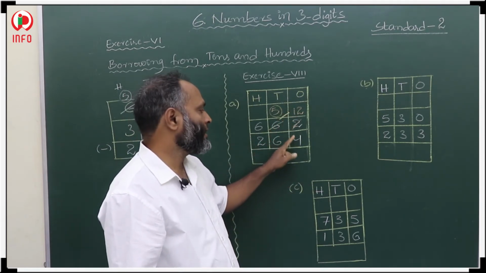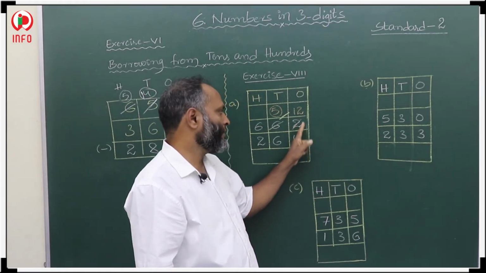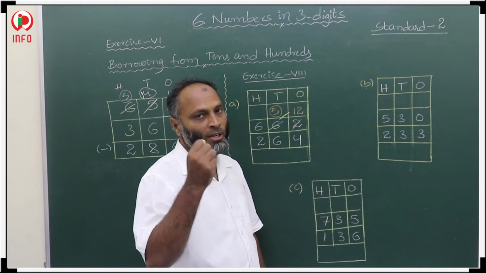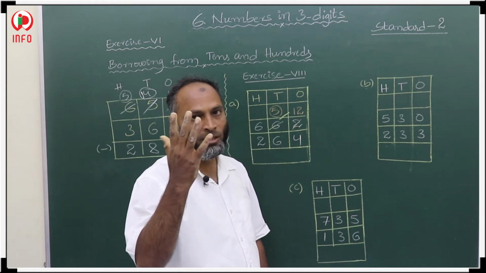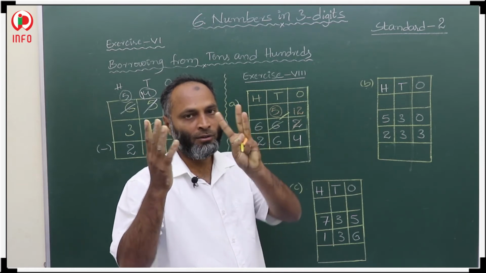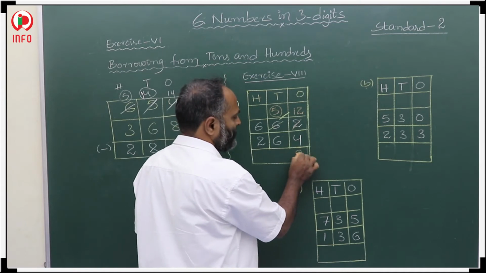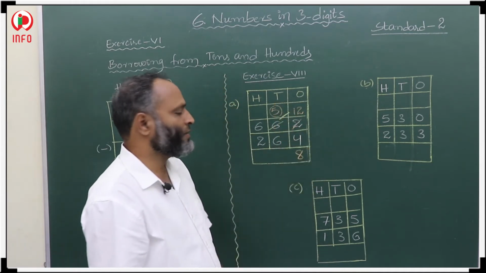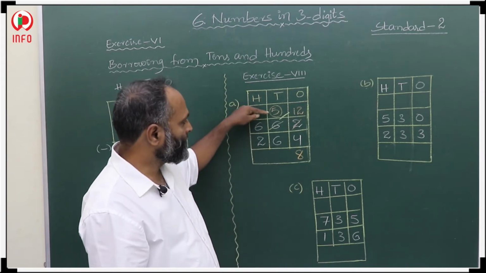Now 12 minus 4. What is 12 minus 4? From 5 to 12 you have to count, and you will get your answer. 5, 6, 7, 8, 9, 10, 11, 12. Total 8. The difference of 12 minus 4 is 8.